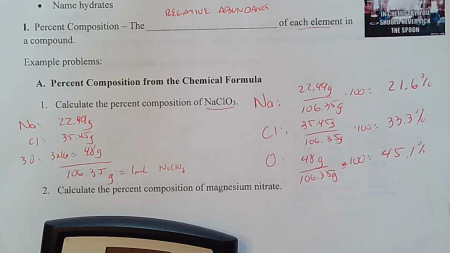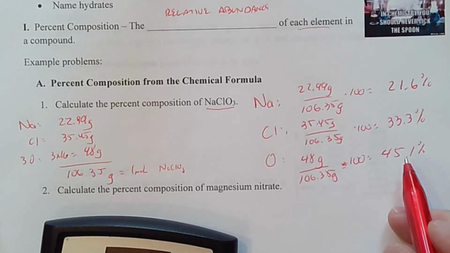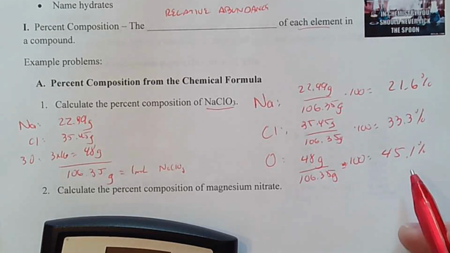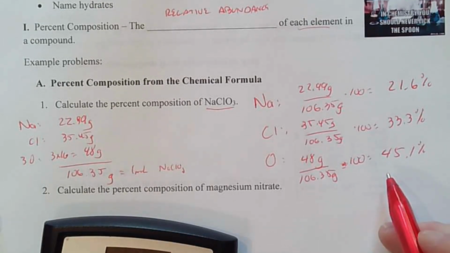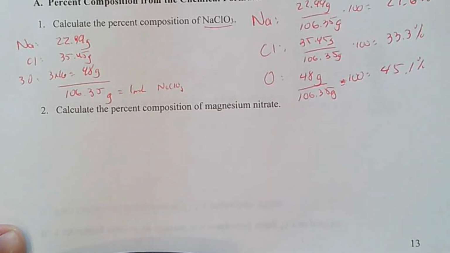Anyway, this one happens to be 45%, or 45.1, somewhere around. If you add these up, they actually add up to 100. Sometimes they are 100, sometimes they're 99.9, sometimes 100.1. They should be around 100. Okay? We go to this next one.